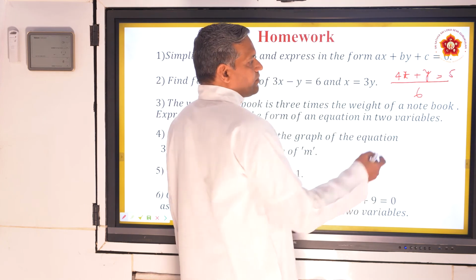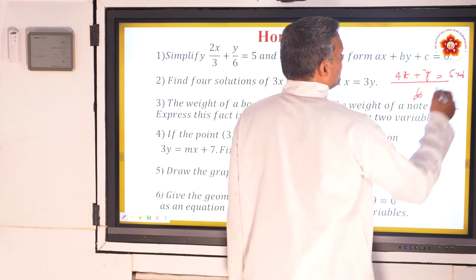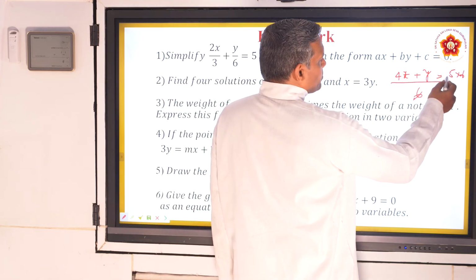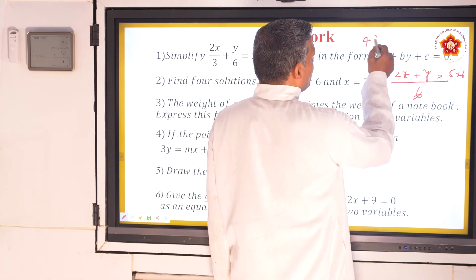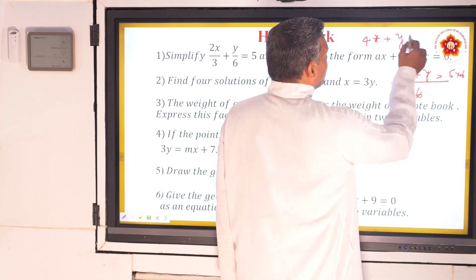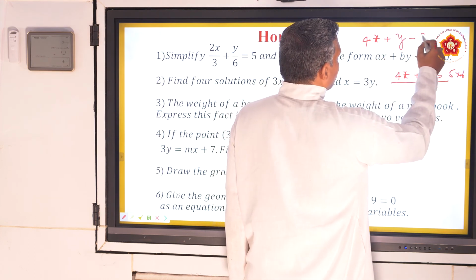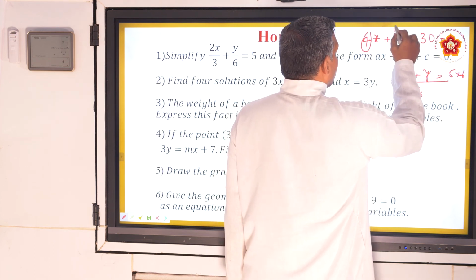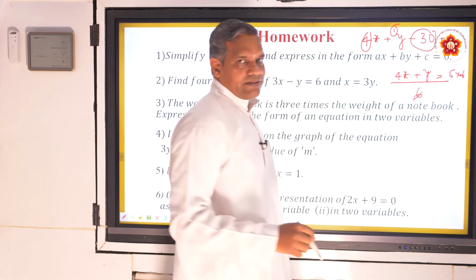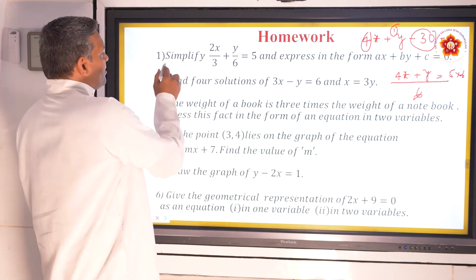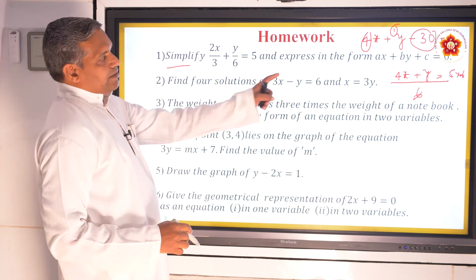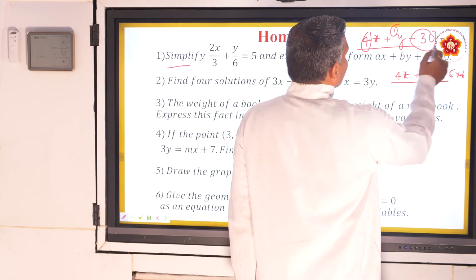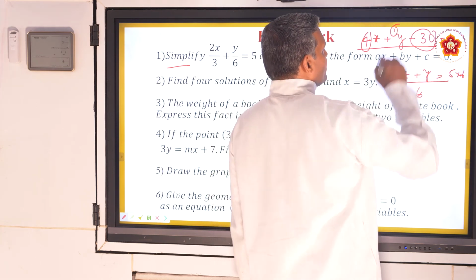In the next step, I will transpose this 6 to the other side. Then your equation would be 4x plus y is equal to 30. In the next step, 4x plus y, that plus 30 you bring back to this side, call it minus 30 is equal to 0. Then you have to find what is a, b, and c. That is the reason I have given simplify and express in standard form. So 4x plus y minus 30 is the standard form where a is this, b is this and c is this.